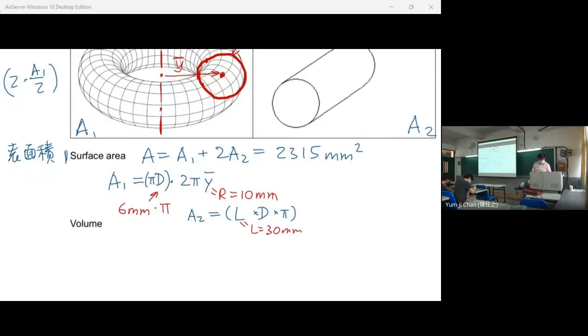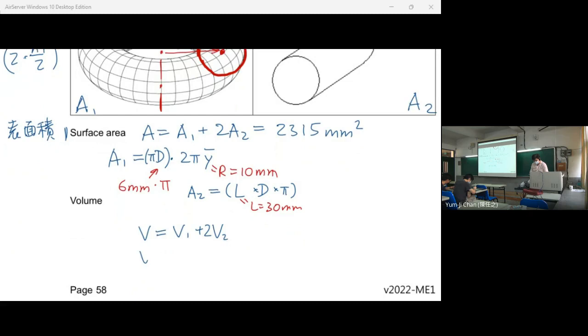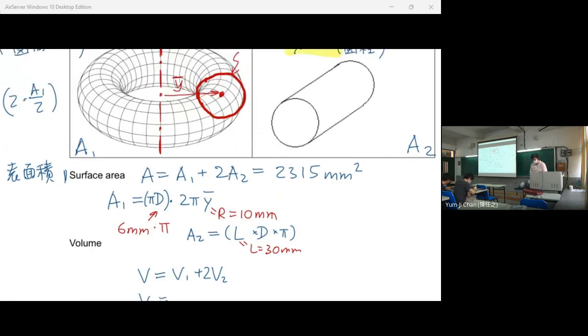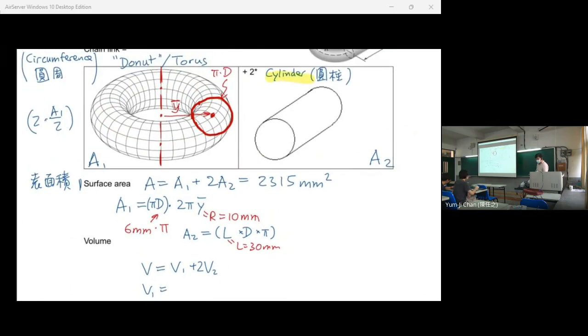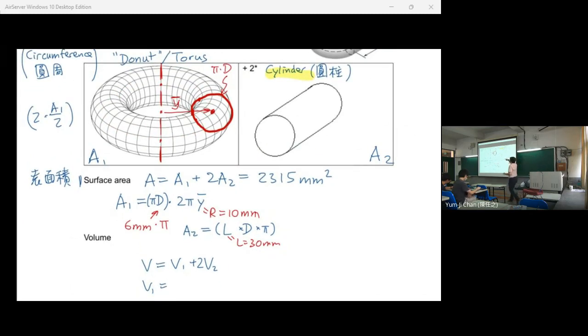And for volume, we can do the same. V is equal to V1 plus V2, and V1 is equal to the volume of this torus. Let me make it smaller. Then how can we get the volume of this torus?